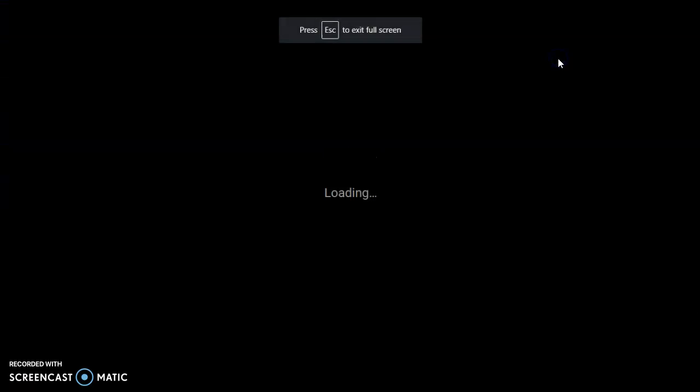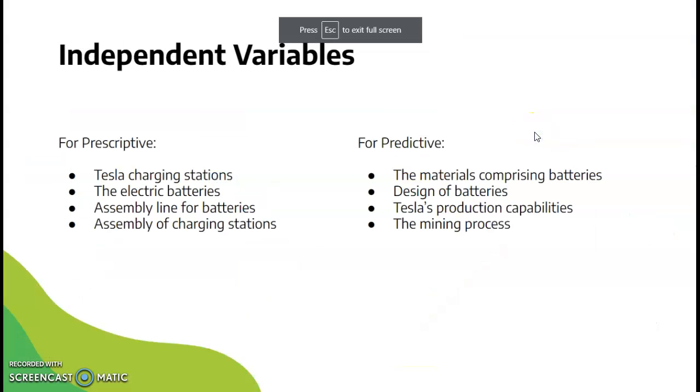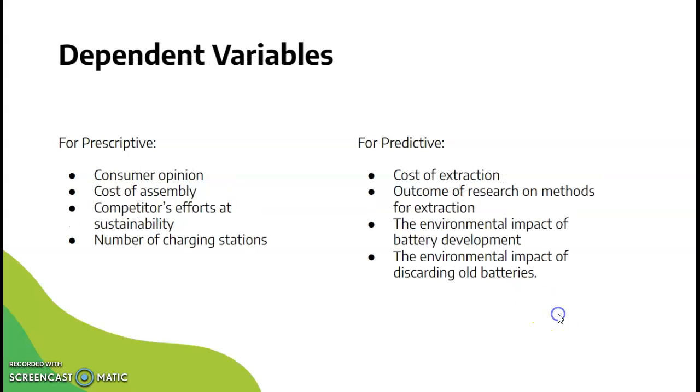So getting back to our slideshow, we are then asked to identify the independent variables of both our prescriptive and predictive analytics. So our independent variables for prescriptive, they include Tesla's charging stations, the electric batteries in each car, the assembly line for each battery, and assembly of said charging stations. For predictive, these can include the materials comprising the batteries, design of the batteries, Tesla's production capabilities, and the mining process.